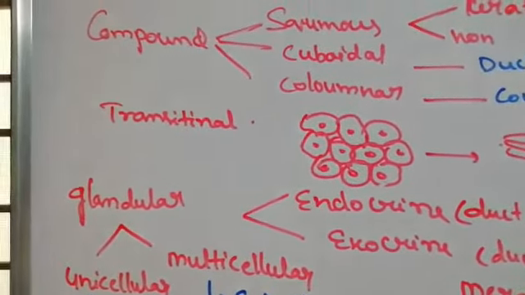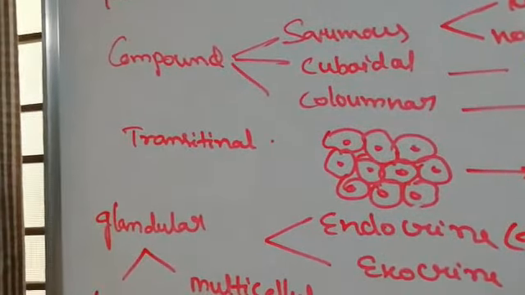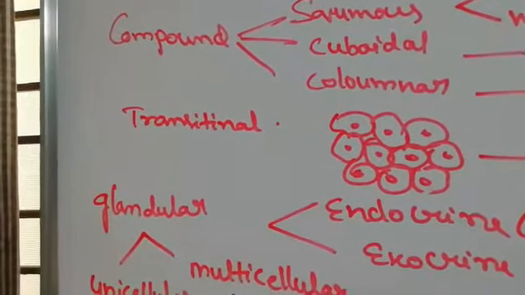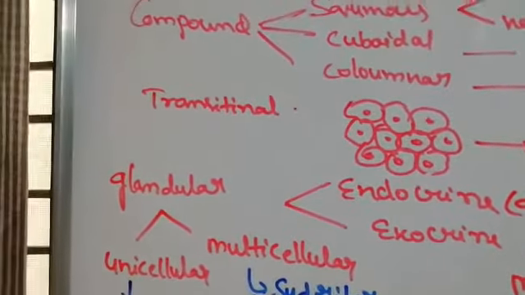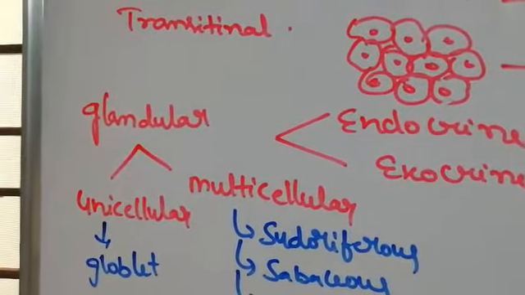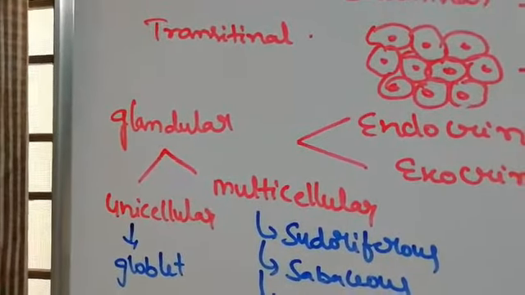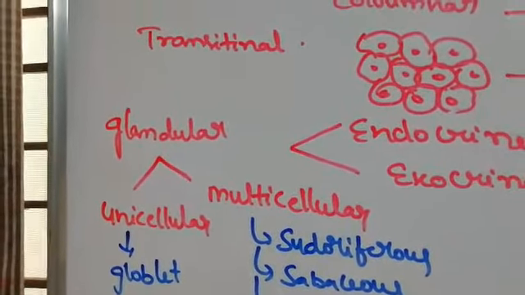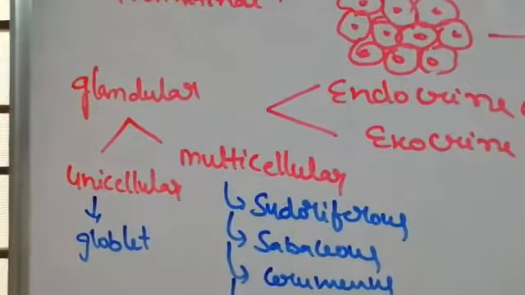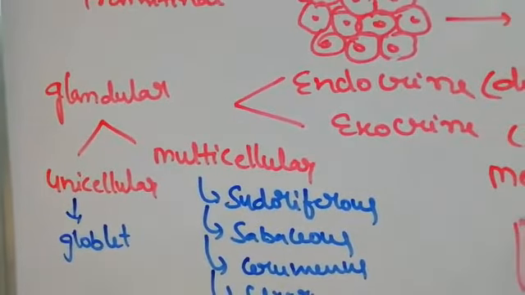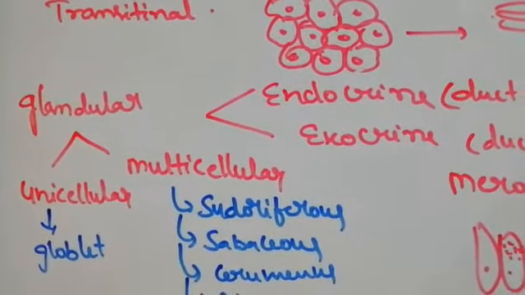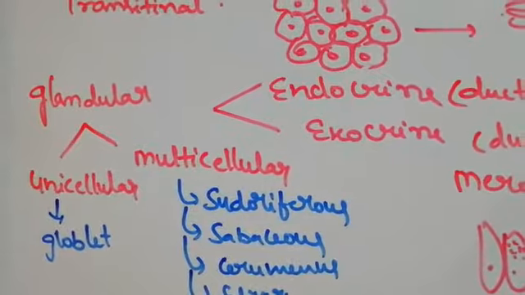Next, glandular. Glandular epithelial is another type of epithelial tissue, which is nothing but cuboidal and columnar cells that secrete special secretions. These glandular epithelia are either unicellular or multicellular. That means a single cell secreting, like a goblet cell secreting mucus, is called unicellular. A cluster of cells producing the secretion is called multicellular. Examples for multicellular are sudoriferous glands, sebaceous glands, ceruminous glands and salivary glands.